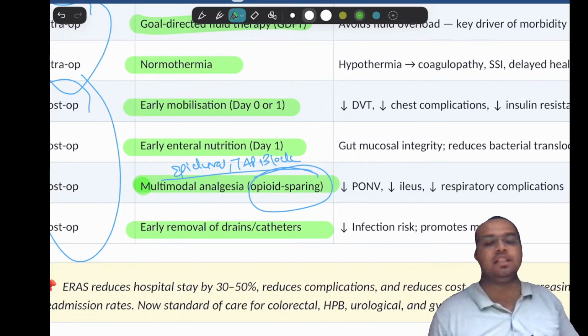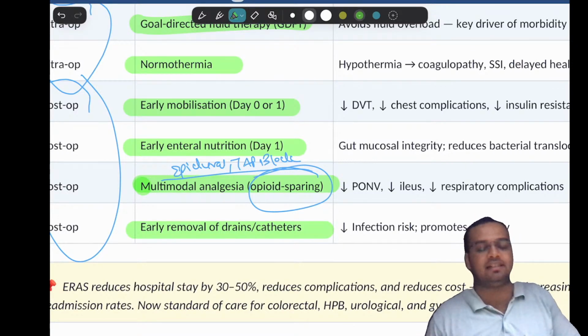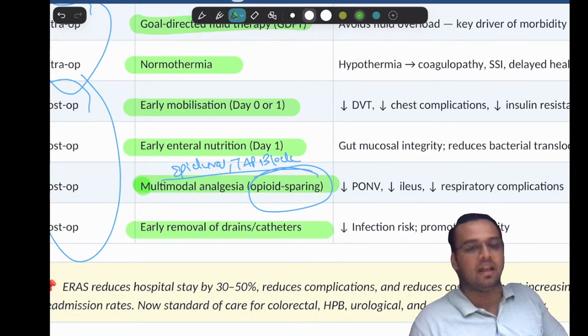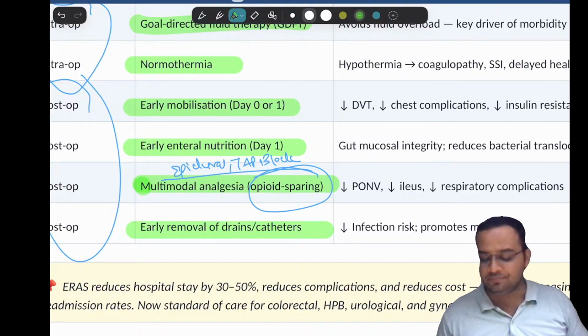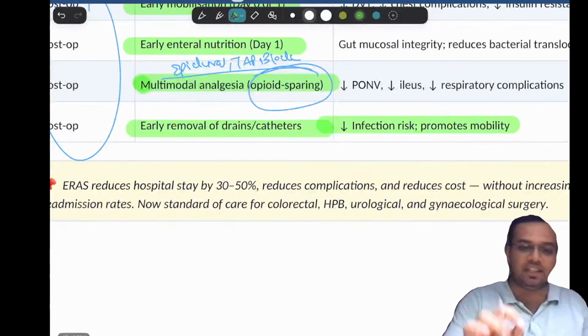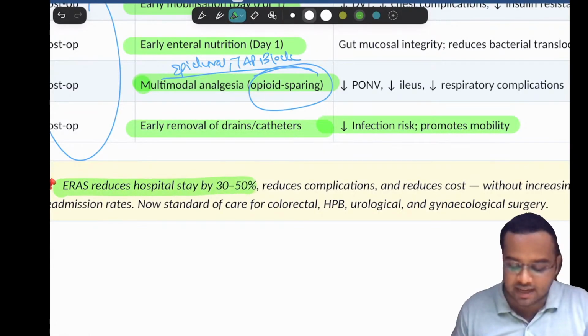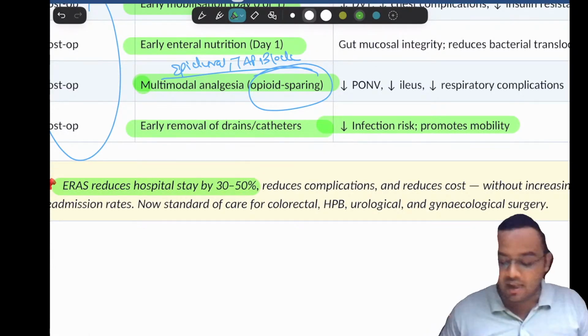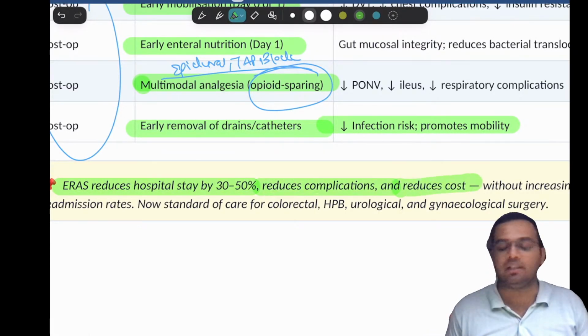A catheter which is placed for more than 2 days itself acts as a source of infection, a urinary tract infection. The drains can have ascending infections, and it also promotes mobility. So ERAS reduces, these are the studies which they have done, ERAS reduces hospital stay by 30 to 50%, reduces the complications and reduces the cost.